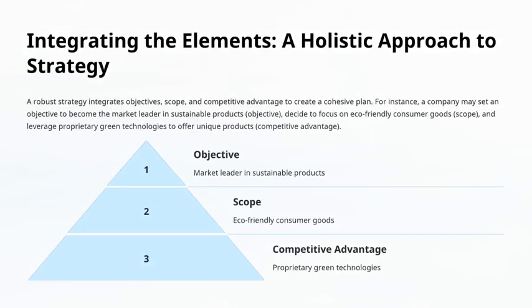Integrating the elements: a holistic approach to strategy. A robust strategy integrates objectives, scope, and competitive advantage to create a cohesive plan. For instance, a company may set an objective to become the market leader in sustainable products, decide to focus on eco-friendly consumer goods as its scope, and leverage proprietary green technologies to offer unique products as its competitive advantage.